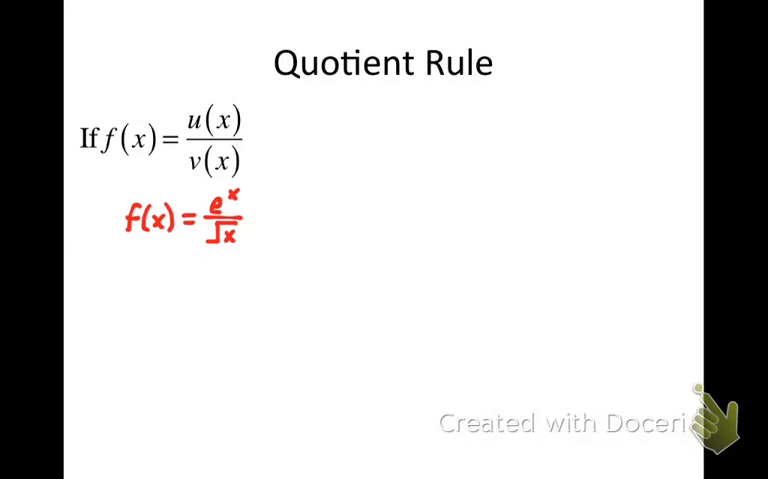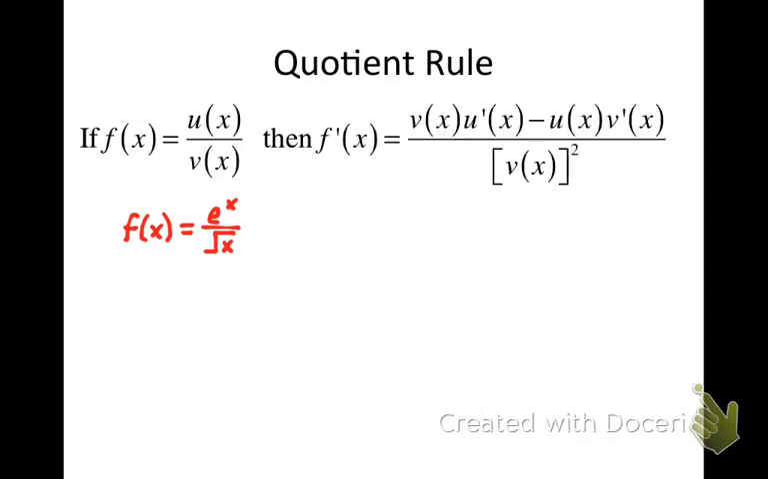Now, brace yourself. Here's what the quotient rule says formally is the way you determine the derivative of such a function. It says that f prime of x is equal to v of x times u prime of x minus u of x times v prime of x over v of x squared. Now, looking at that, you're thinking, how in the world am I ever going to memorize such a complex-looking rule? Well, what we're going to do is think of it in simpler terms.